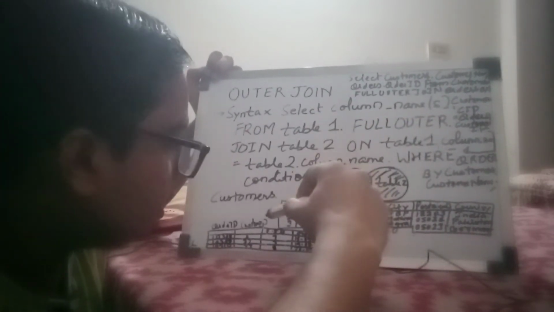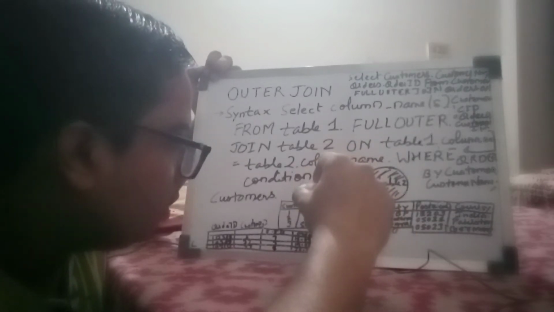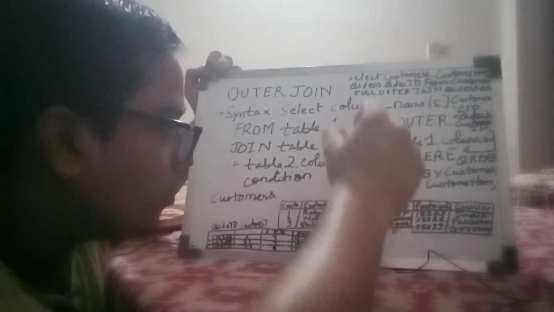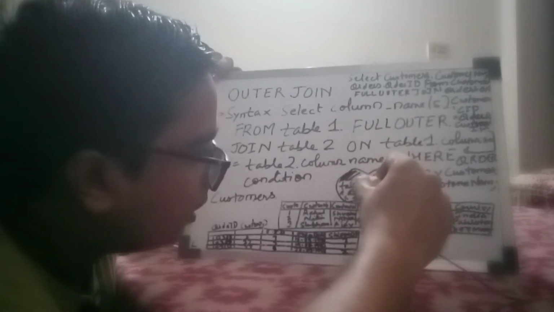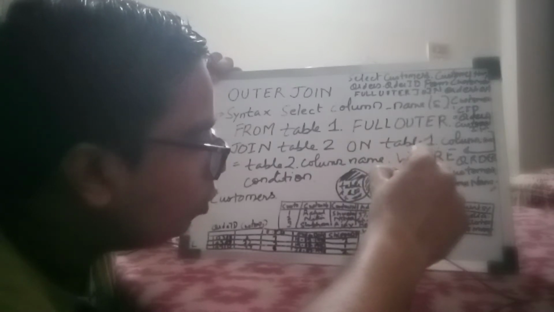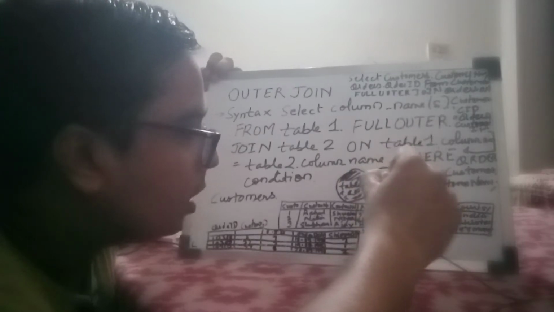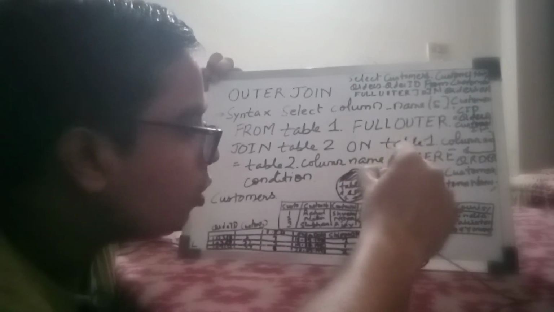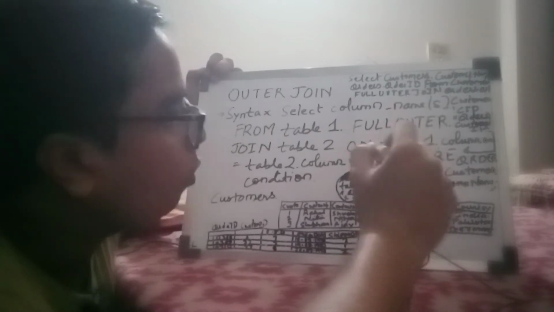So if you apply full outer join on both these tables, namely the customers table and the orders table, then as depicted via Venn diagrams, all the rows of table 1 and all the rows of table 2 would be selected, matching rows as well, and if there are no matching records, then those records will also be selected if you apply full outer join.